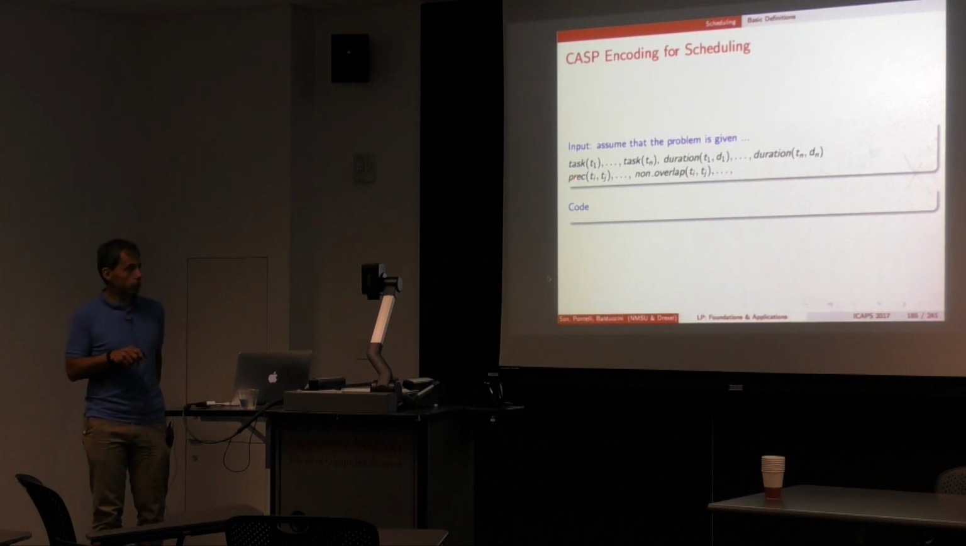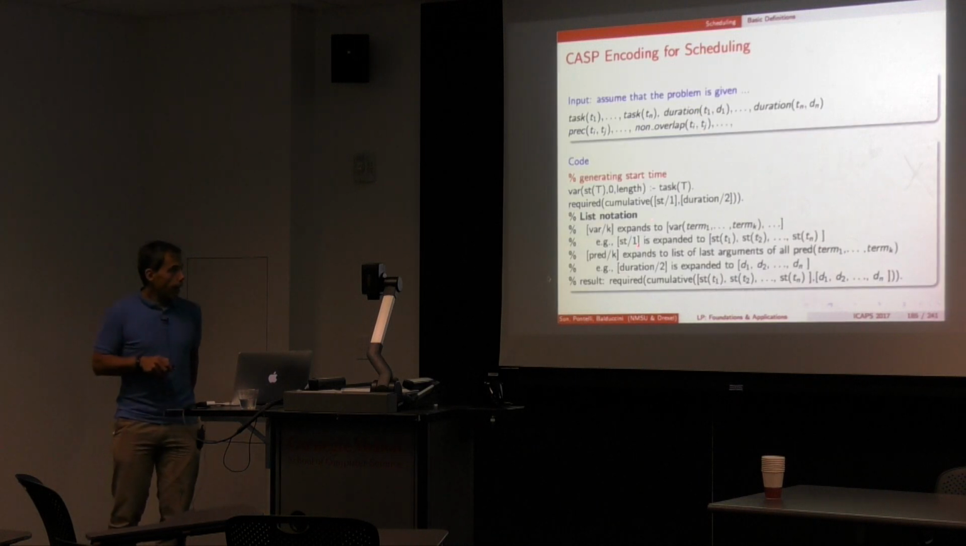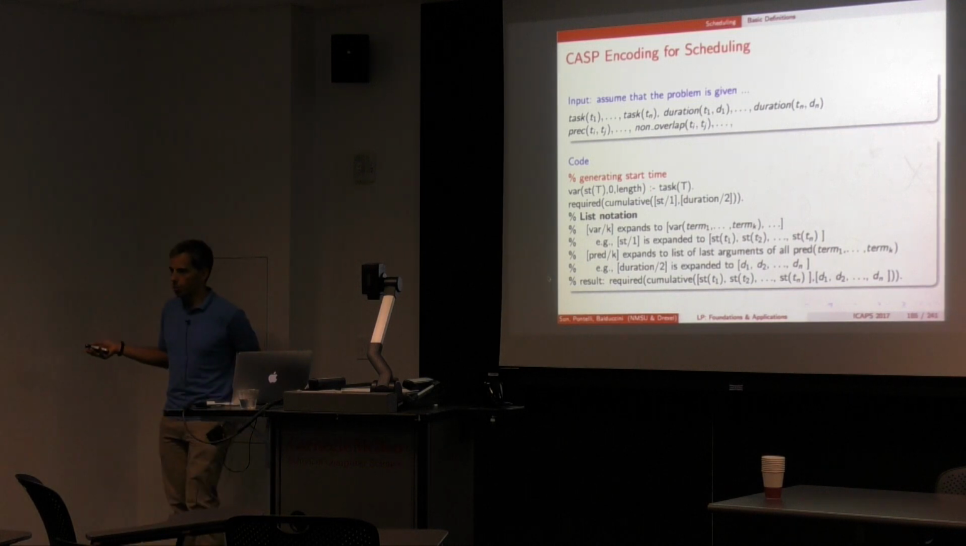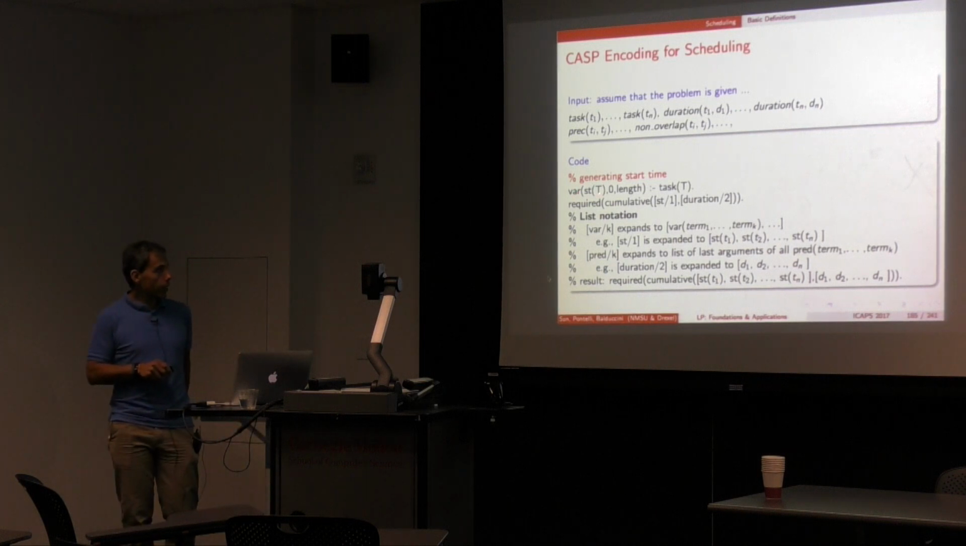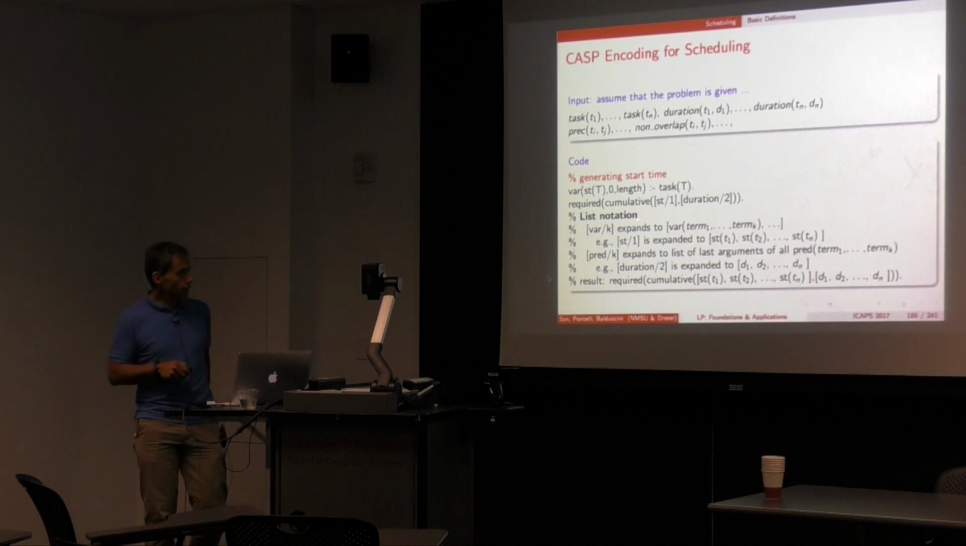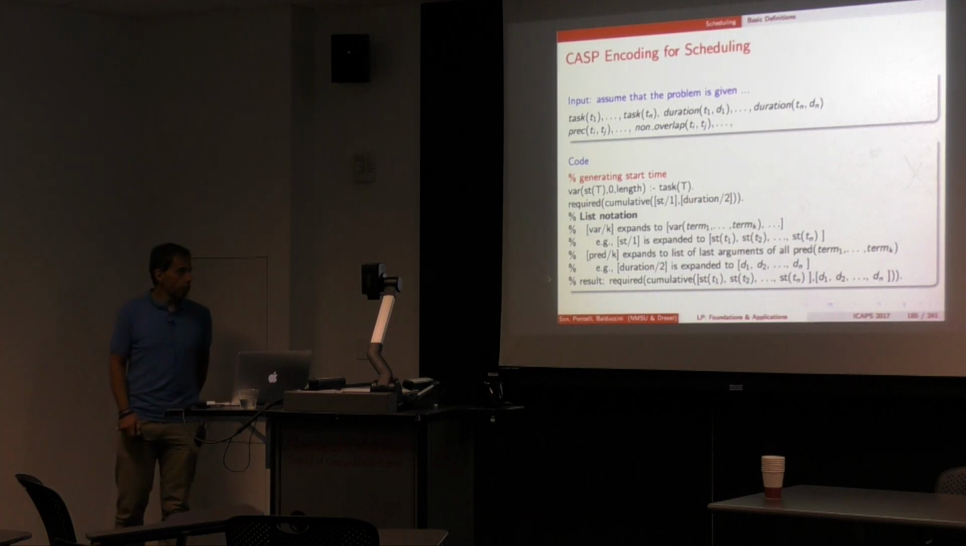We have the same input as before. Generating start time changes a little bit because this is arguably the constraint satisfaction part of the problem, right? So we're going to declare a set of variables representing start time, one for each task. Out of convenience, we don't really have to, we can state the range of the variable right here, and length is some externally provided parameter.